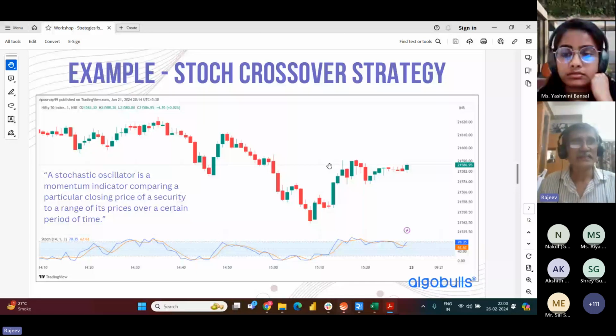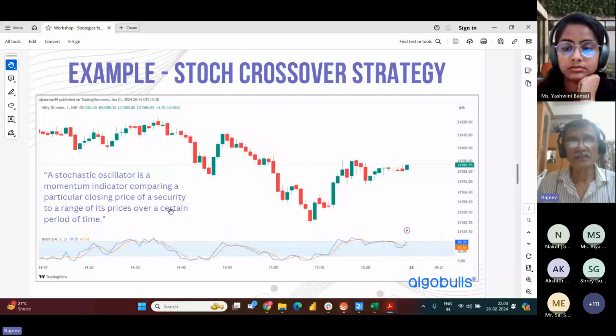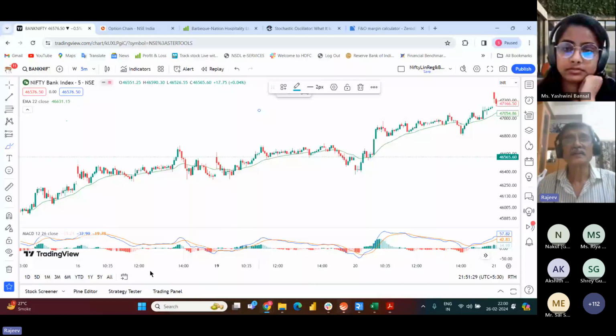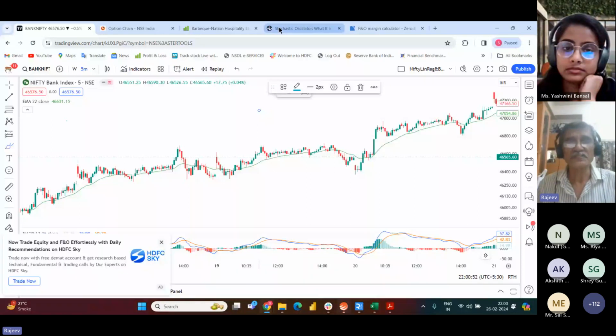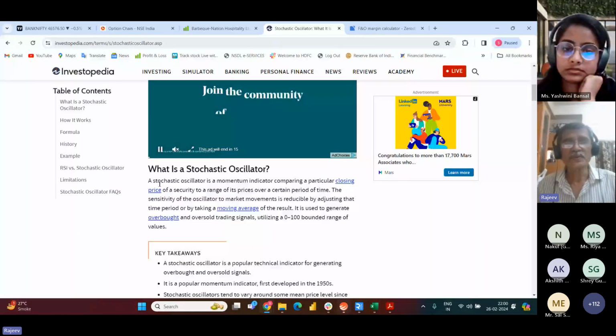And what is a stochastic? A stochastic oscillator is a momentum indicator comparing a particular closing price of a security to a range of its prices over a certain period of time. I'm sure you wouldn't have understood anything out of it, but the purpose now is not to explain this, just to show you these kind of things are available in other softwares. For example, this particular definition is taken from here.